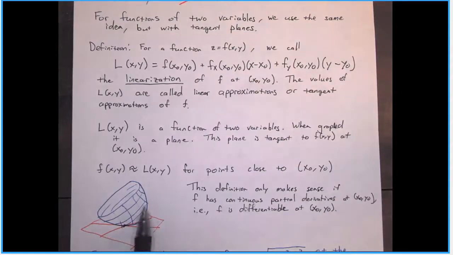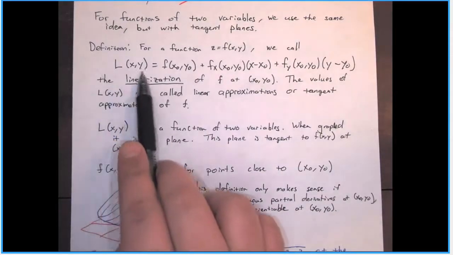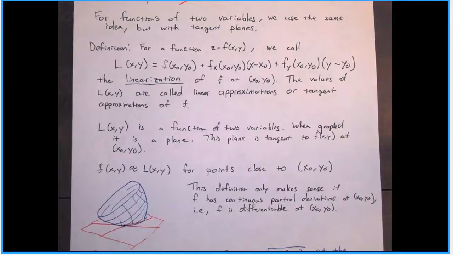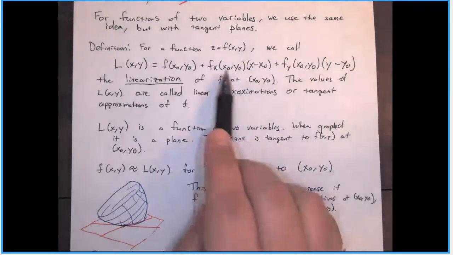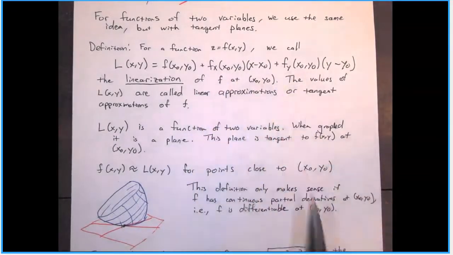In order for this linearization, this function of two variables that can approximate our function f, to make sense, f has to have continuous partial derivatives, has to be differentiable at the point x naught, y naught. Otherwise, it doesn't make sense to talk about these things.